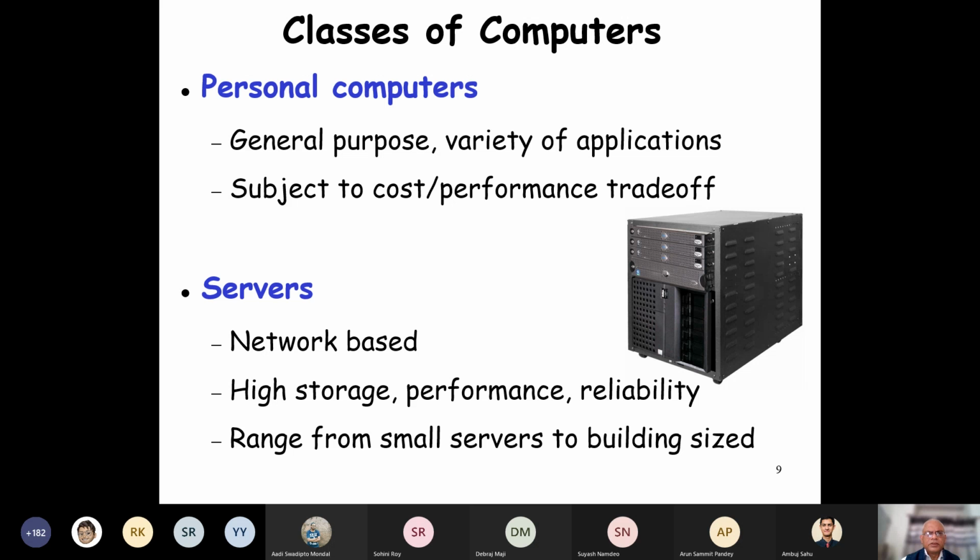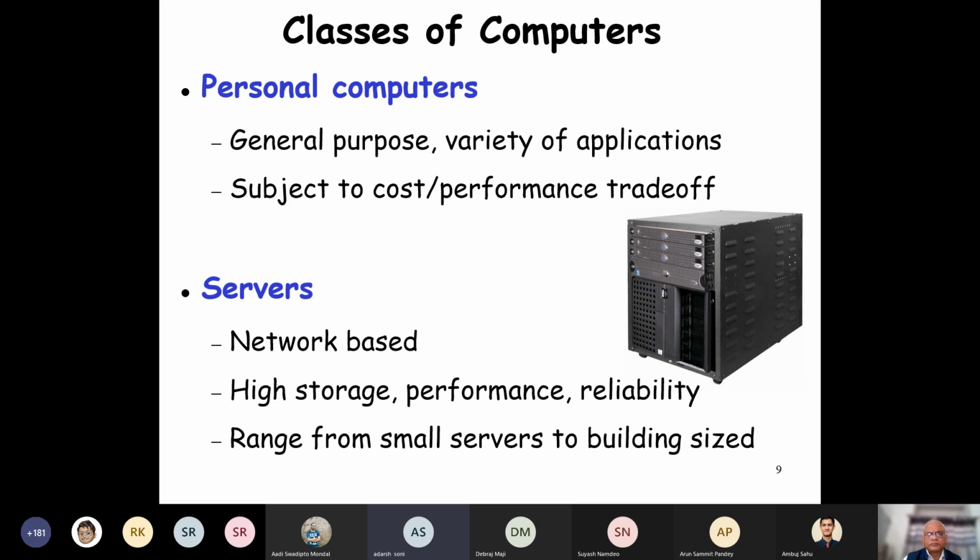But you will find this class of computers etc. in the book. The personal computers and the servers, what is the difference? Can anybody tell how is a server different from a personal computer? Sir, the server has a very large storage. So this is one answer: server has a large storage. So if we attach a very large terabyte storage to our desktop, will it become a server?